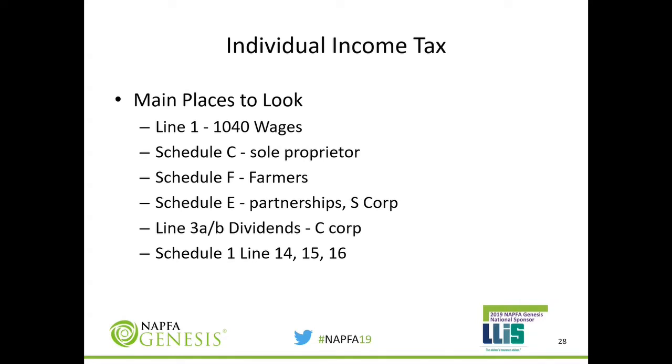So first of all, some of the basics here, looking for things. Where does the income come in from a business owner? Obviously, line one, their wages. Schedule C, if they're a sole proprietor. Schedule F, farmers. Schedule E is where your partnerships and S Corp comes in. Here's one, line 3A and B, where your dividends come in. So a C corporation, as you know, pays its own tax, but the business owner can take out dividends, and so they get a 1099-DIV, just like if it was from Coca-Cola or something. So keep that in mind.